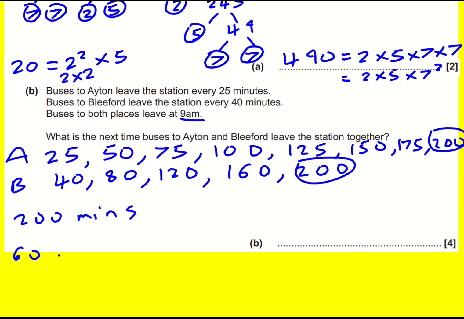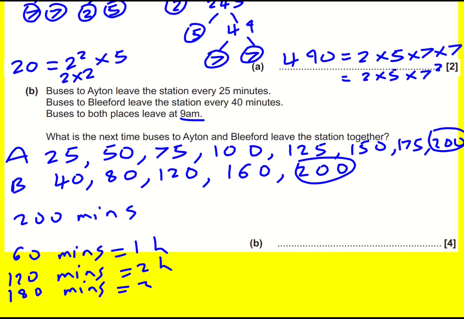Well, 60 minutes is 1 hour. That means 120 minutes is 2 hours. 180 minutes is 3 hours. So 200 minutes is going to be 3 hours and 20 minutes. Of course, we actually want the time, so that's why I need the hours and minutes.